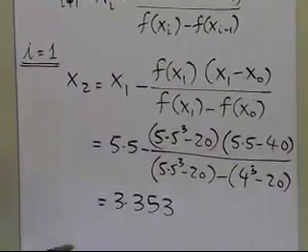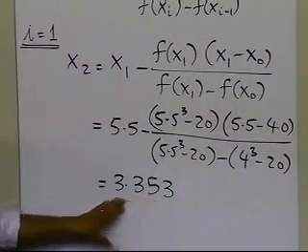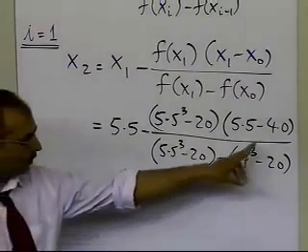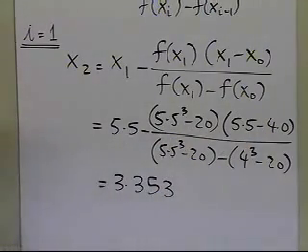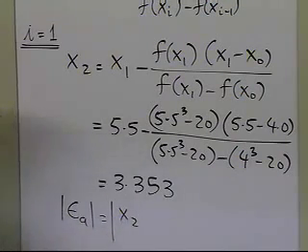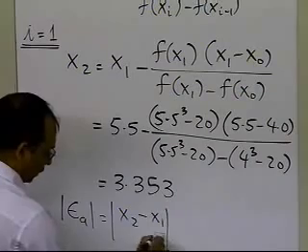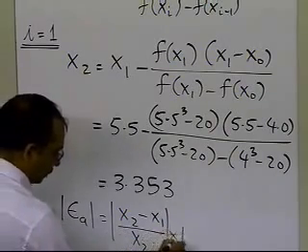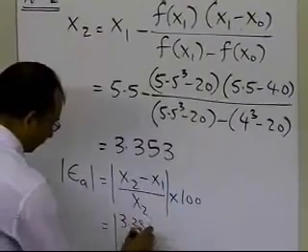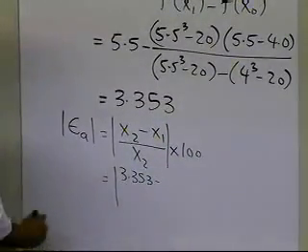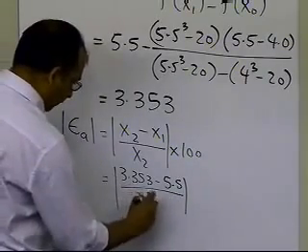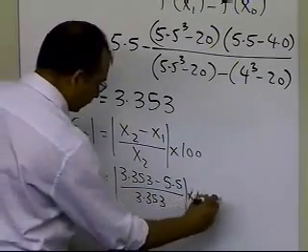So that's my estimate of the root of the equation x cubed equal to 20, or x cubed minus 20 equal to 0, based on the initial estimates of 4 and 5.5. Now what is my absolute relative approximate error for this case? It will be the present approximation x2 minus the previous approximation x1, divided by x2, times 100. The present approximation is 3.353, and the previous approximation x1 is 5.5.